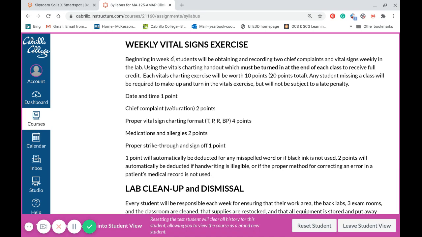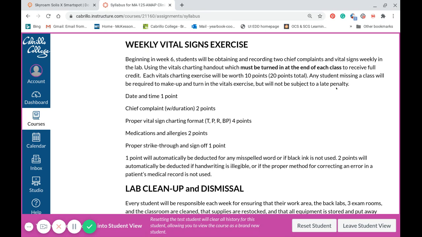Somewhere around week 6, we're going to begin doing weekly vital signs on each other. So we'll be basically rooming a patient, obtaining and recording the chief complaint and full vital signs. And that's going to be turned in at the end of each lab class to receive full credit. We're going to hopefully do 2 each time, and they're each worth 10 points. So the sheet is 20 points total.